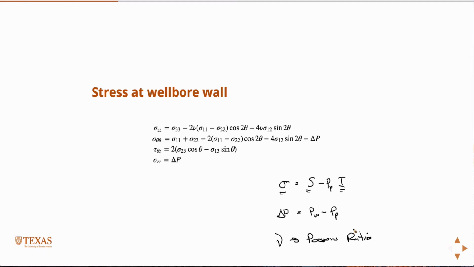So again, the steps: you're given the tectonic stresses in whatever orientation they're in. You rotate them into the geographic frame. You rotate them from the geographic frame into the wellbore. You convert them from Cartesian to polar coordinates. Okay?